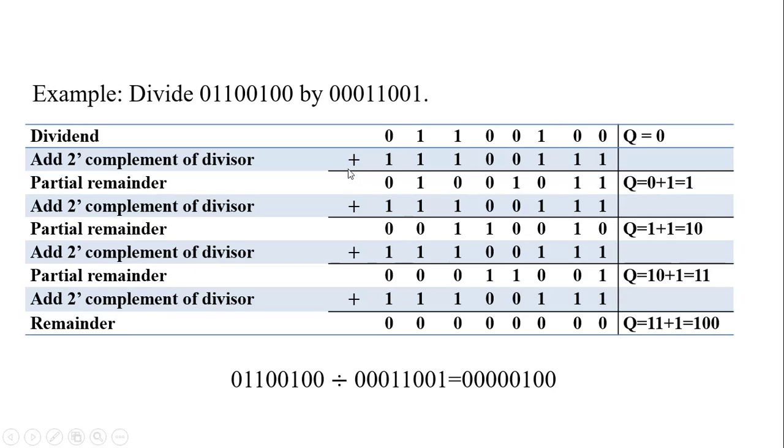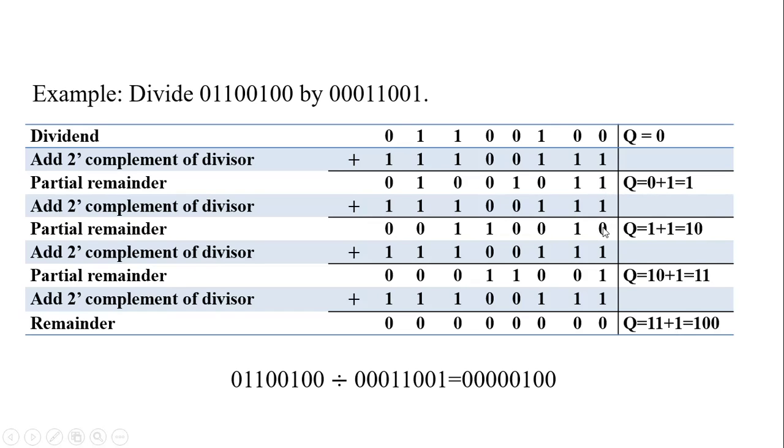So when you apply this procedure, add 1 to the quotient. So the quotient was initialized to 0, now it becomes 0 plus 1 equal to 1. So the quotient becomes 1. Then again subtract the divisor from the partial remainder. So this is the 2's complement. When we take 2's complement, then we have to add to perform subtraction. So this is 2's complement addition. So add these two numbers.